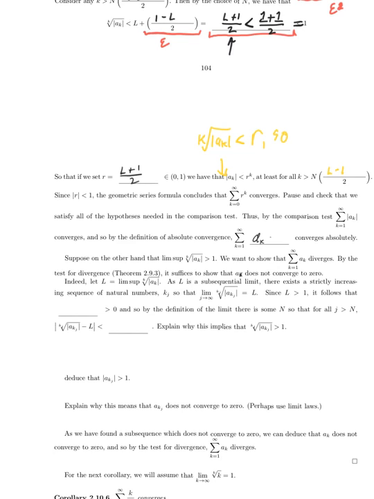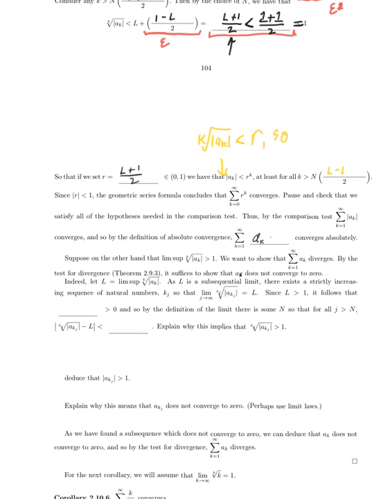Neat. So I have a subsequence a sub k sub j in mind. I'm going to show that a sub k sub j does not converge to 0, because if a sub k sub j does not converge to 0, that certainly means that the whole sequence can't converge to 0. And if the whole sequence doesn't converge to 0, then the divergence test concludes that the series diverges. All right, well, let's put that together.